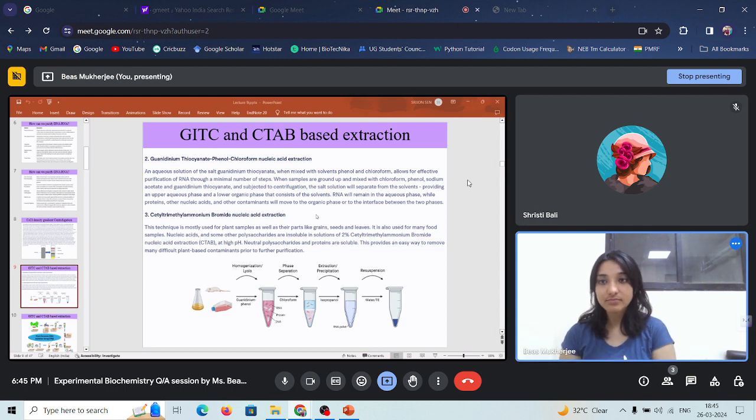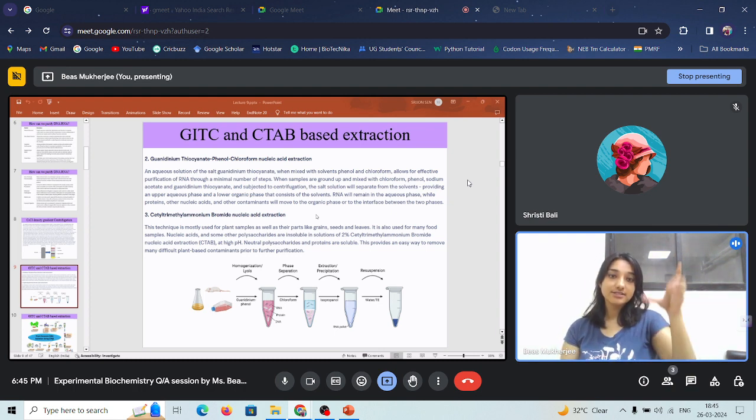Now see, an aqueous solution of this salt, guanidinium thiocyanate, is mixed with solvents, phenol and chloroform. Remember, phenol and chloroform are used for organic extraction. So GITC is added along with that to specifically separate RNA. It allows for effective purification of RNA through a minimal number of steps. When samples mixed with chloroform, phenol, sodium acetate and guanidinium isothiocyanate are subjected to centrifugation, the salt solution will separate from the solvents, providing an upper aqueous layer.